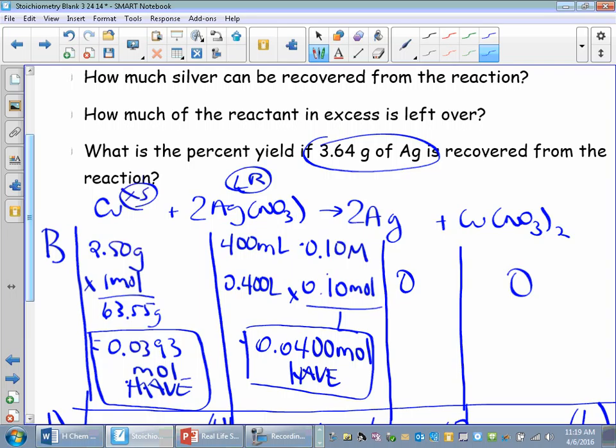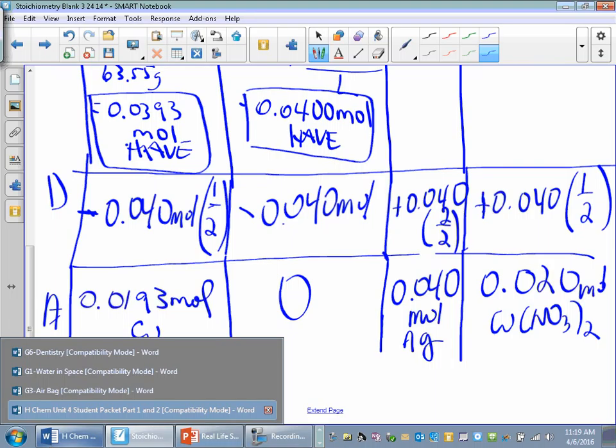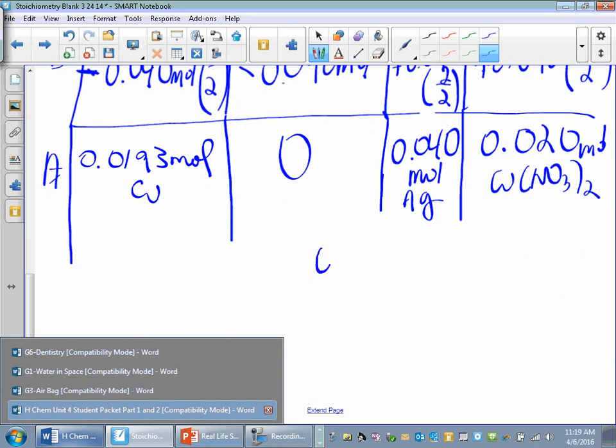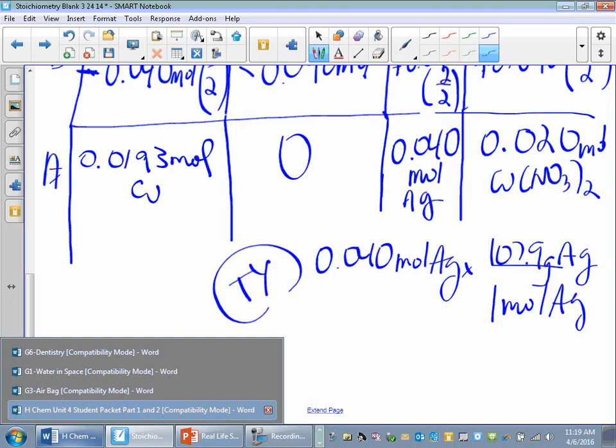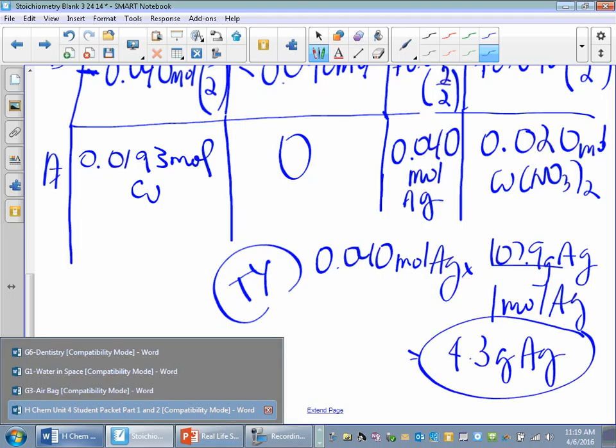Actually a good area. That's literally saying how much was made in the lab, the actual yield. So on paper, this big table would be our theoretical yield. So looking down at the silver, we would say 0.040 moles of silver. Silver weighs 107.9. Let me double check that. Is that right? Okay. And so then this is going to be your theoretical yield for silver. That is 4.3 grams of silver.